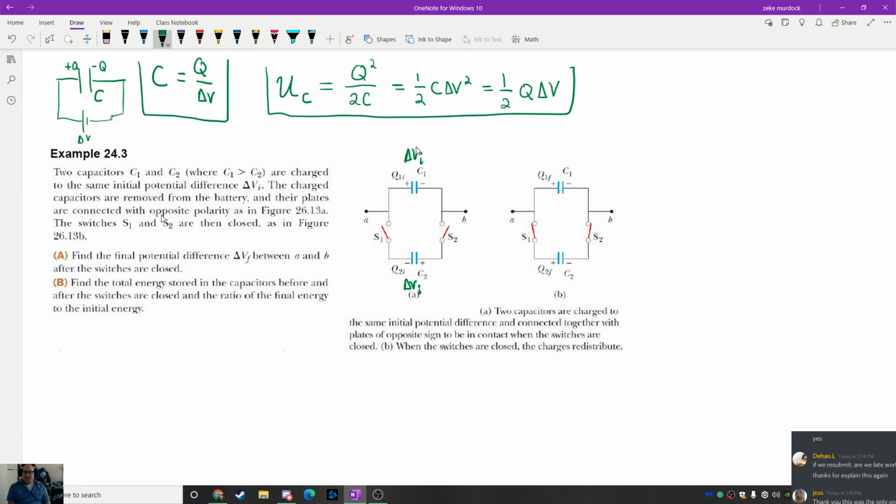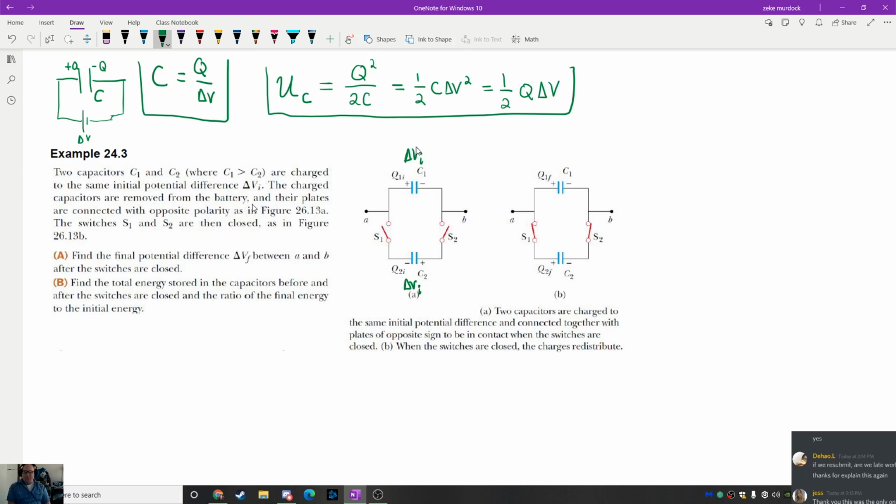And then they are connected. Oh, then it says the charged capacitors are removed from the battery. The thing about capacitors is they will retain their charge even if there's not a battery attached to them, because there's really nowhere for the charges to go. There's a gap between these plates, and the charges can't really jump across the plates.